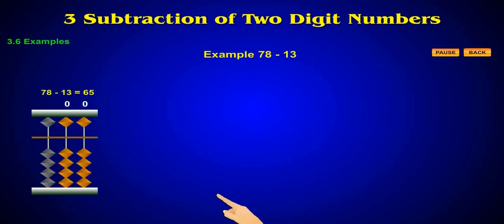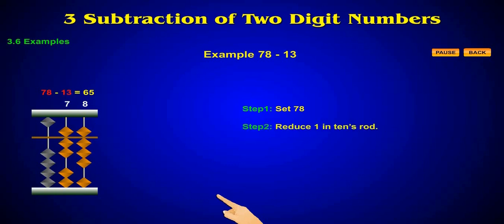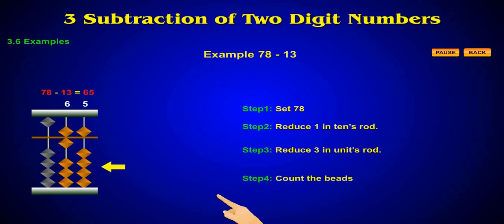Example: 78 minus 13. Step 1. Set 78. Step 2. Reduce 1 in tens rod. Step 3. Reduce 3 in units rod. Step 4. Count the beads.